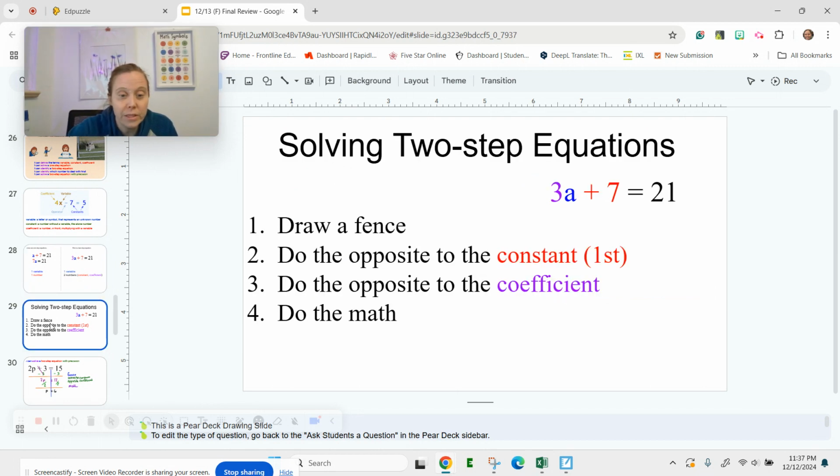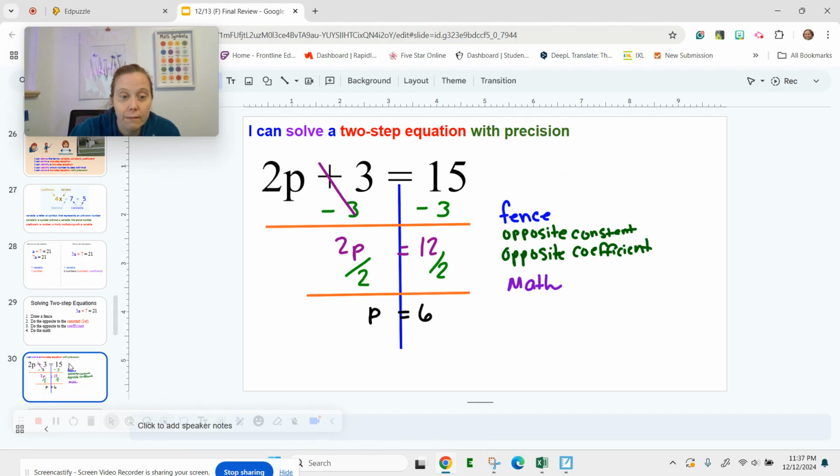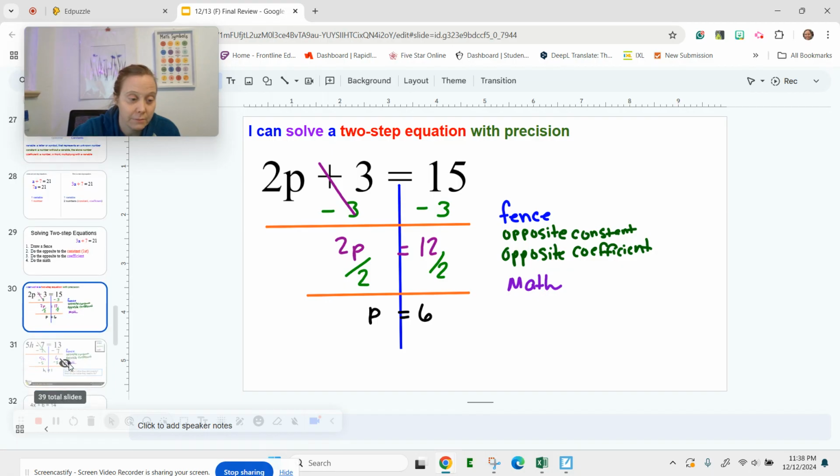And when we think about our steps, we again still draw our fence, we still do the opposite, and we still do the math. Just when we're doing the opposite, we want to start with our constant, the alone number first, and then we deal with the coefficient. So you can see that part here. 2p plus 3 equals 15. We subtracted the 3. It was the constant. Then we got 2p equals 12. So we divided by 2 because that was the coefficient. And we ended up with p equals 6.